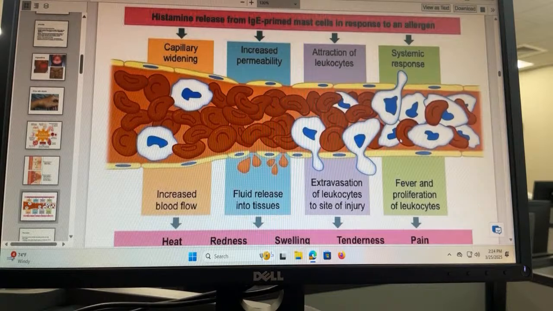And then, just as a systemic response, you have a fever, and that's why you have an elevated white blood cell count. So these are the different things that histamine does. Vasodilation, edema because of the permeability, and white blood cells rushing to the area. So those are the effects of histamine.